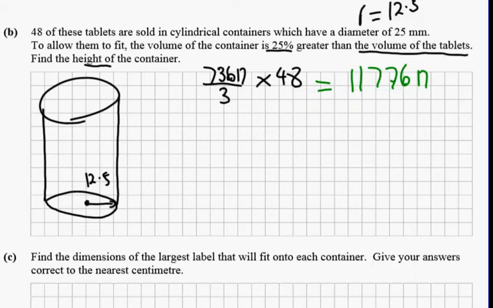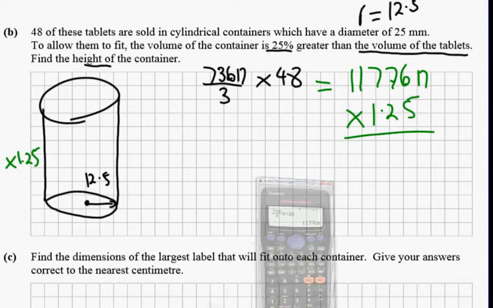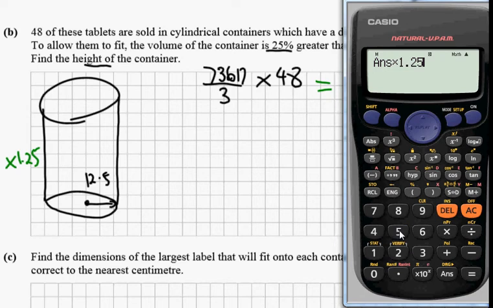Now, that's 48 pills. You have to make it 25% bigger. How do you make it 25% bigger? You multiply by 1.25. If I want to make something 31% bigger, I multiply by 1.31. If I want to make something 20% smaller, I multiply by 0.8. You just take 20 away from 100. So if I want to make something 25% bigger, multiply by 1.25. I'm going to ignore the pi part maybe and see what it comes out as.